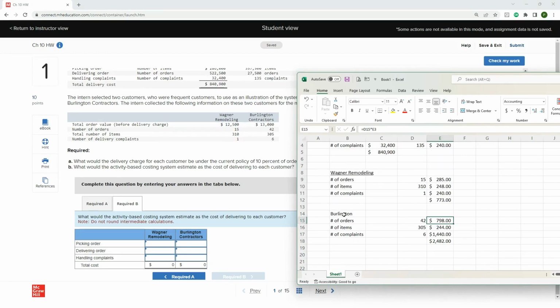But Burlington cost way more to the company because of their multiple small orders, and also they complain a lot more. So whereas a simpler cost accounting system might look at these two customers and consider them fairly equal or fairly similar because they order about the same number of items and they have the same amount of purchases dollar-wise, we see that if we dive in a little bit deeper into the numbers, Burlington cost the company a lot more money. So that's question number 1.